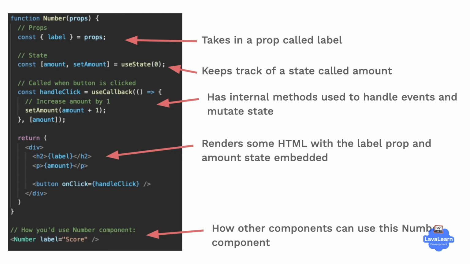And we also are attaching the handle click method to our button so that whenever it's clicked, that internal method gets called. That last arrow is calling out how a parent component might use this number component and pass in a label prop. Hopefully this clears up a little bit as to some of the stuff I was calling out earlier, and if it doesn't, we'll be diving a little bit more into this through some live coding.